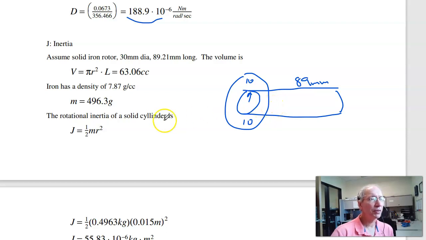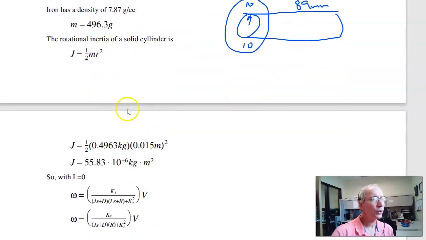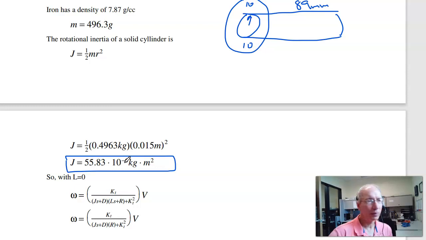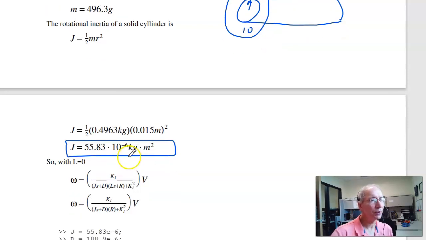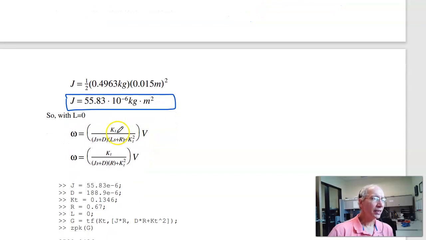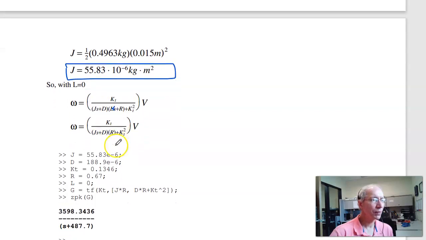The rotational inertia of a solid cylinder is 1/2 m r squared. So throwing it in, assuming a solid iron shaft, 30 millimeters diameter, 89 millimeters long, here's J. And again, that's probably wrong, but it's a wild-ass guess based upon what I know. So with that, if L is 0, here's the dynamics in general. Throw out L, this becomes the dynamics. I know J, D, KT, R, L.